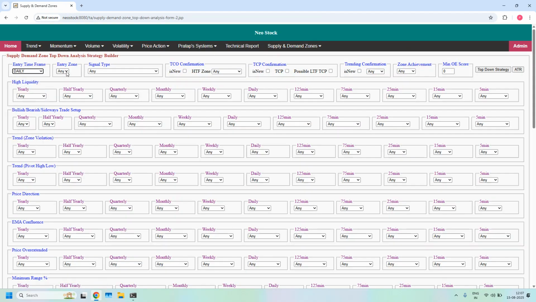Entry time frame daily, entry zone supply zone. Here, bullish or bearish at daily time frame? I am selecting bearish. Zone achievement is violated opposing zone. Minimum odd enhancer score should be 12. Now, both these filters are applied on daily supply zone for bearish trade setup.